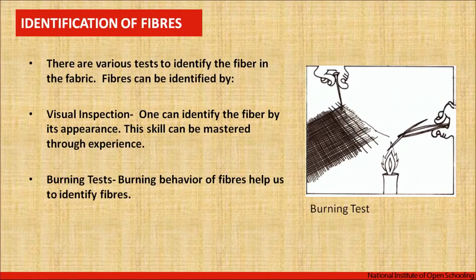Can be identified by two methods. One is called visual examination. For visual examination, one can identify the fiber by its appearance. The appearance is like it's scaly or smooth, or a twist is present. This skill can be mastered by experience.